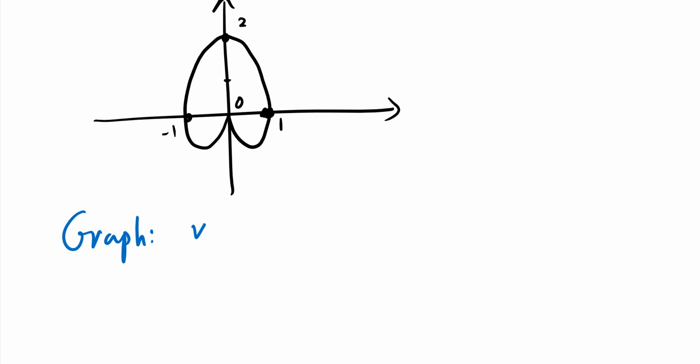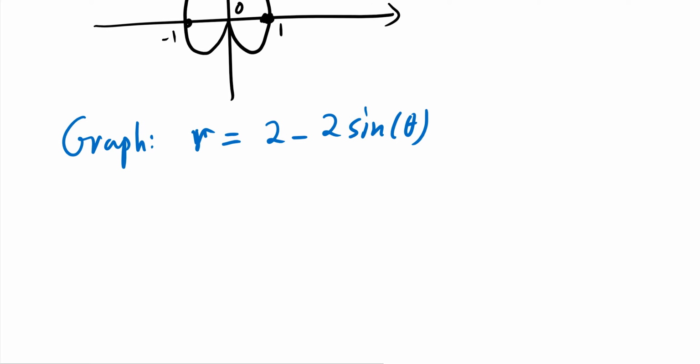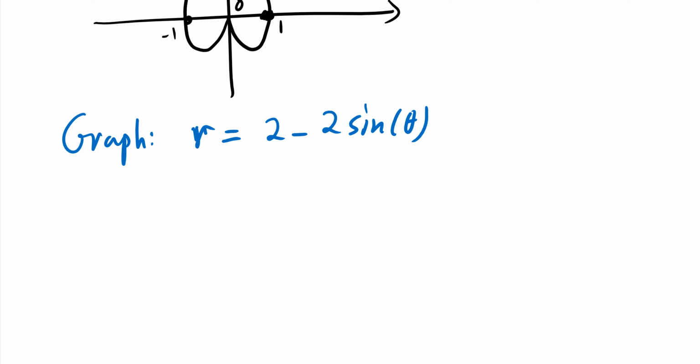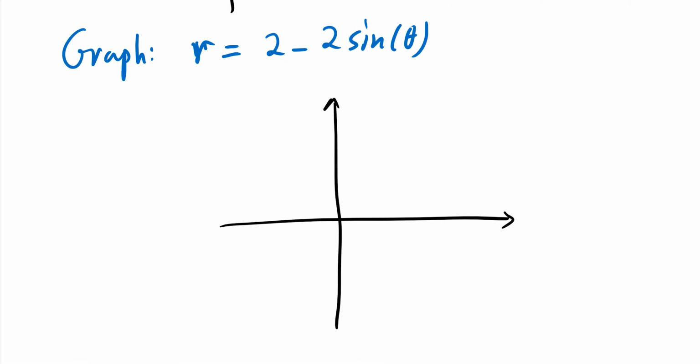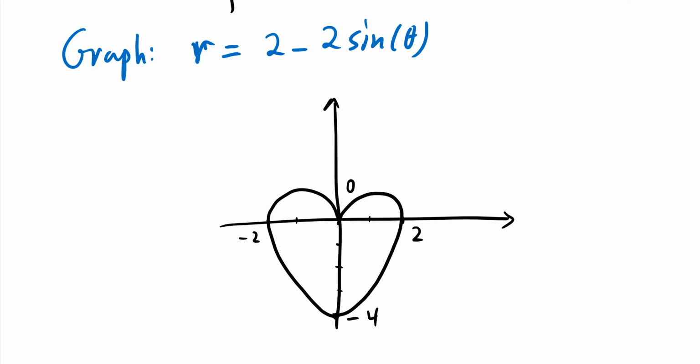What about if we take another one? Graph r equals 2 minus 2 sine theta. See, this is a minus. Minus means it's going to go down. But how far down? Well, it's going to go 2 plus 2 down. Let's graph it this way first. It's going to go 2 to the right side, 2 to the left, and 4 down. 1, 2, 3, 4. So it's going to go this way. 2, negative 2, negative 4. That's the graph.